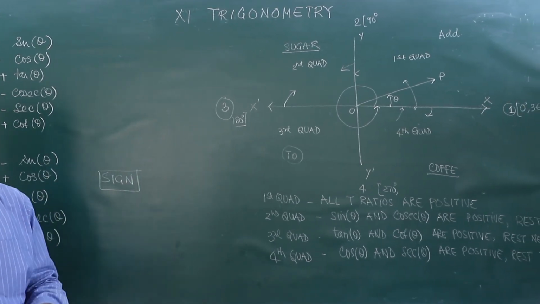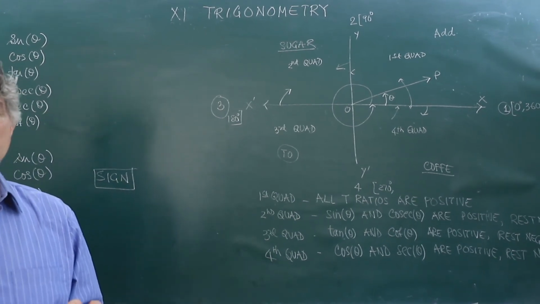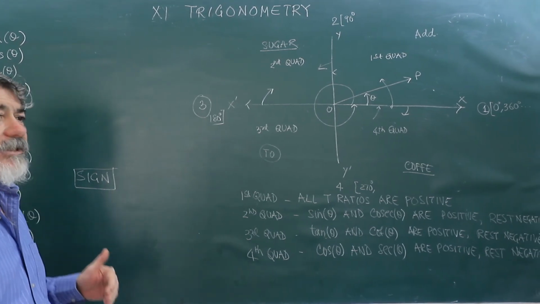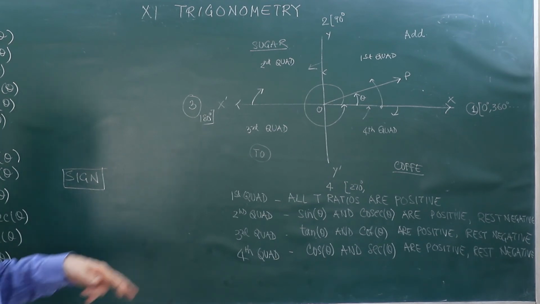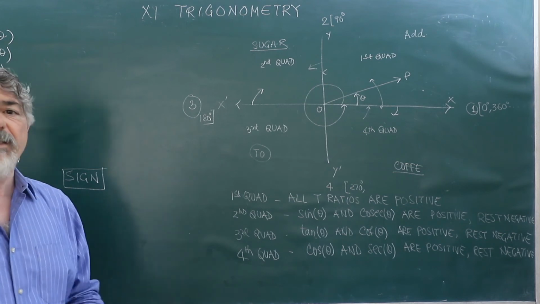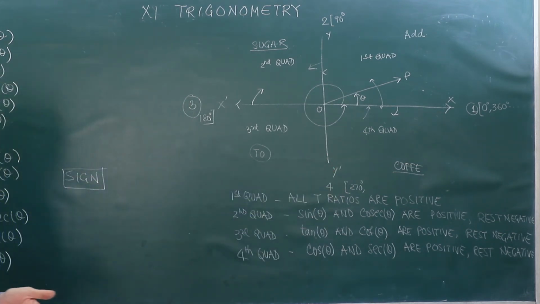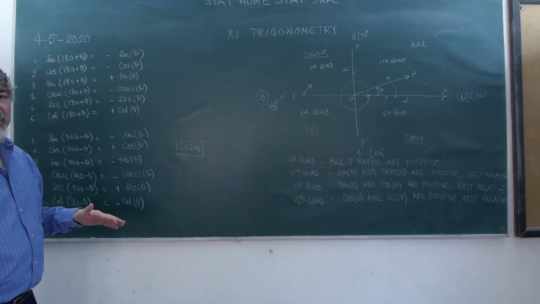In the first quadrant we will have all 6 trigonometric ratios plus. In the second we will have sine theta and cosec theta positive, the rest will be negative. In the third quadrant I'll have only tan and cot positive, the rest negative. And in the fourth quadrant I'll have cos and sec positive, the rest will be negative.